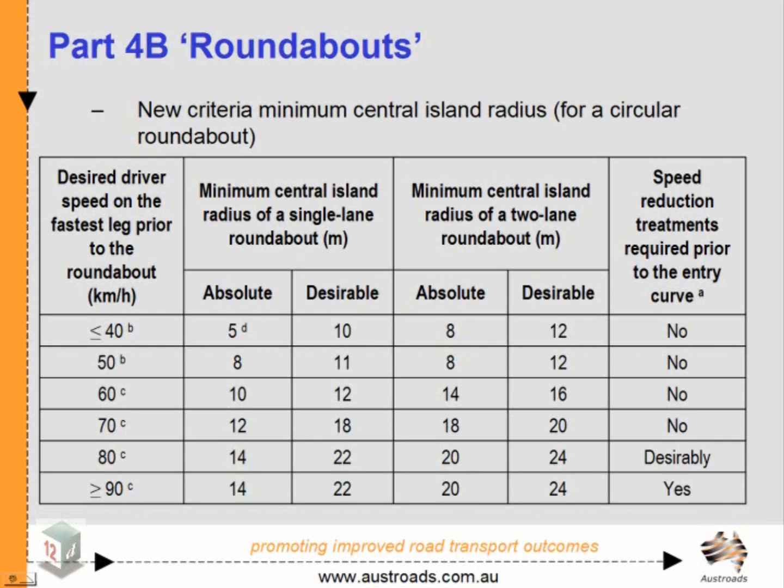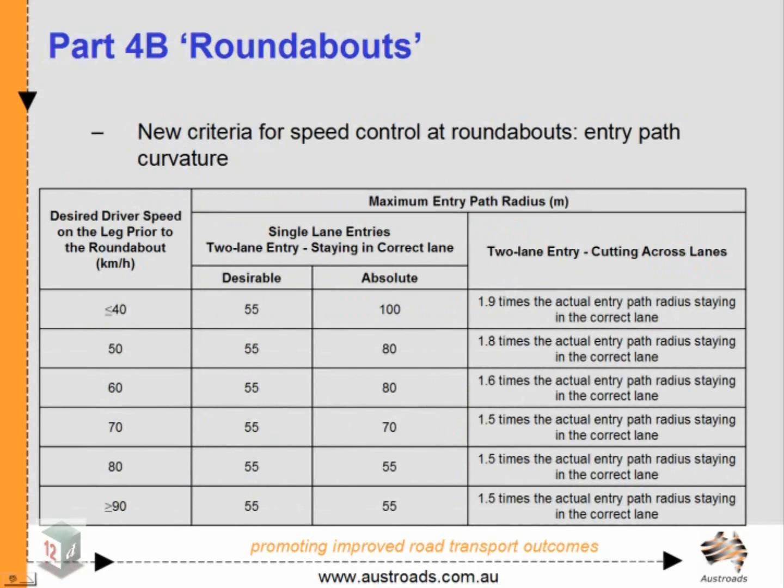Another criterion that's been changed at roundabouts is we've actually dropped the deflection criterion, which was a maximum radius of 100 metres through the circulating carriageway. That's now been dropped in lieu of entry path curvature, which is a maximum radius through the entry path of the roundabout.